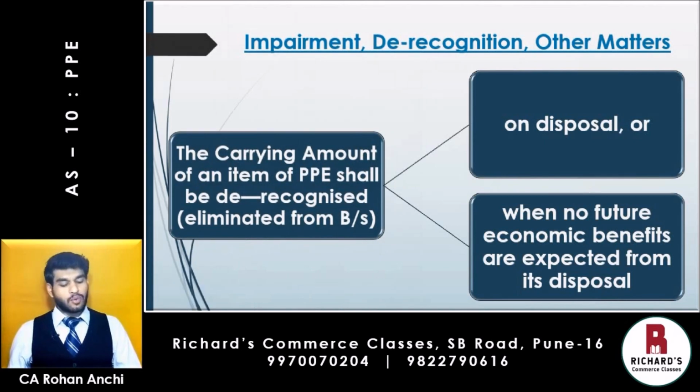Then moving forward, what is derecognition? The carrying amount of an item of property, plant and equipment shall be derecognized, that is eliminated from the balance sheet, in either of two situations. One is on disposal. Disposal means selling of the asset, or if there are no buyers for that asset, then abandoning that asset, which means throwing it off or donating it. That is one way of eliminating it from the balance sheet. Or when no future economic benefits are expected to be realized from that asset, in that case too, the asset will be derecognized, that is eliminated from the balance sheet.